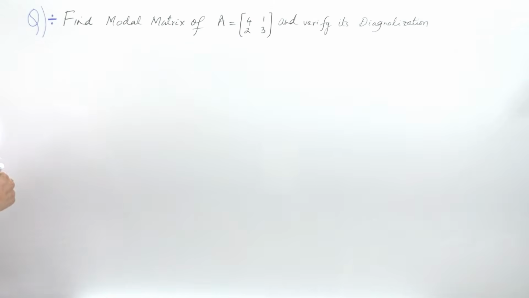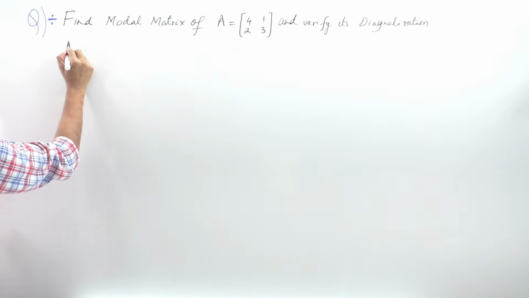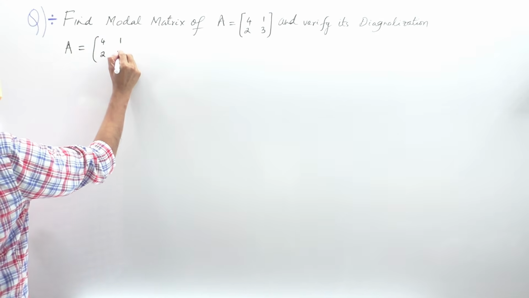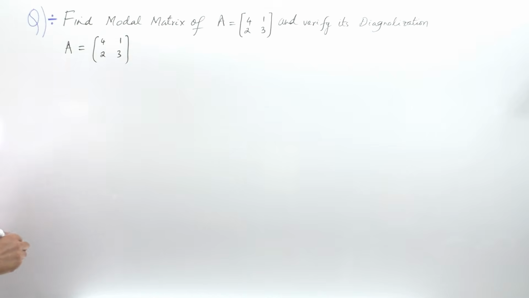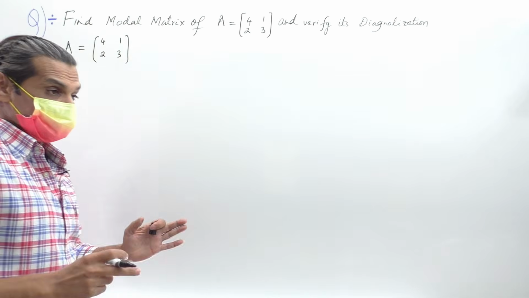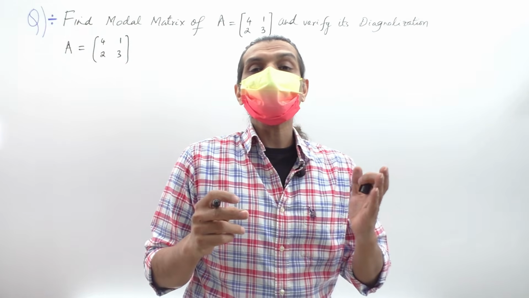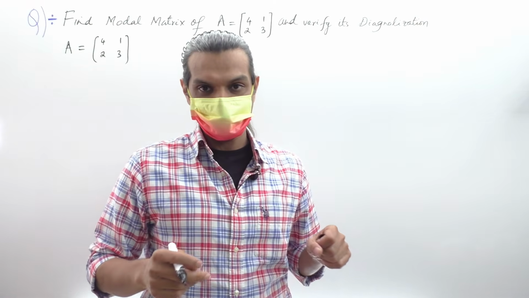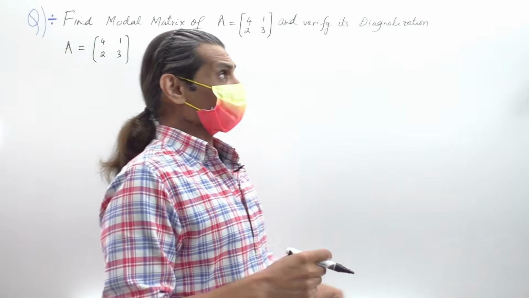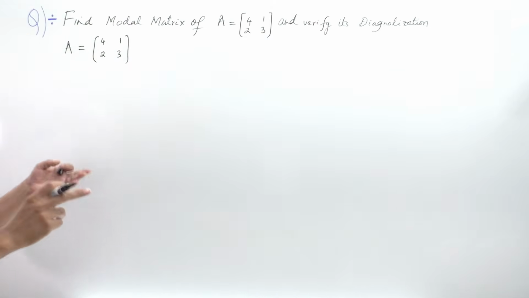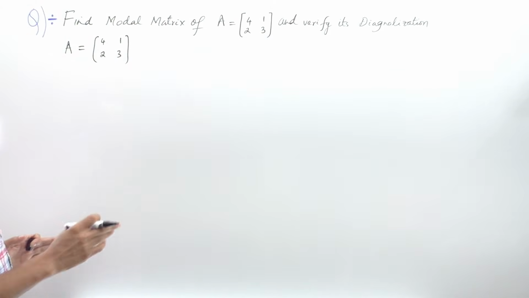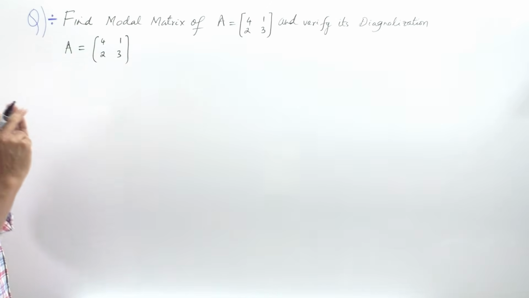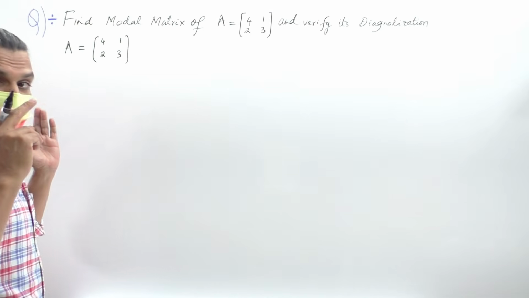Now we have the matrix given as A is equal to 4, 1, 2, 3, a 2x2 matrix. First, we need to find the eigenvalues. In the previous video, we discussed finding the eigenvalues and eigenvectors for a 3x3 matrix, so you can also refer to that. Now here it's very simple, it's a 2x2 matrix. So for finding the eigenvalues and eigenvectors, we need to first find the characteristic equation. From the characteristic equation, we can find the eigenvalues.